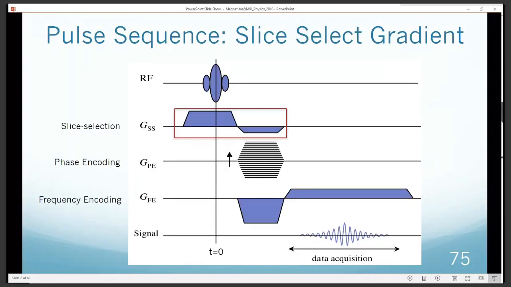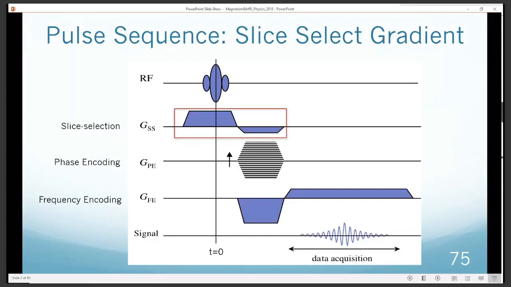We apply the slice select gradient during the radio frequency pulse. We also have this rephasing component here, which is designed to eliminate any phase changes that go on during RF excitation. This is because we want all the phase changes to be due only to the phase encoding gradient.